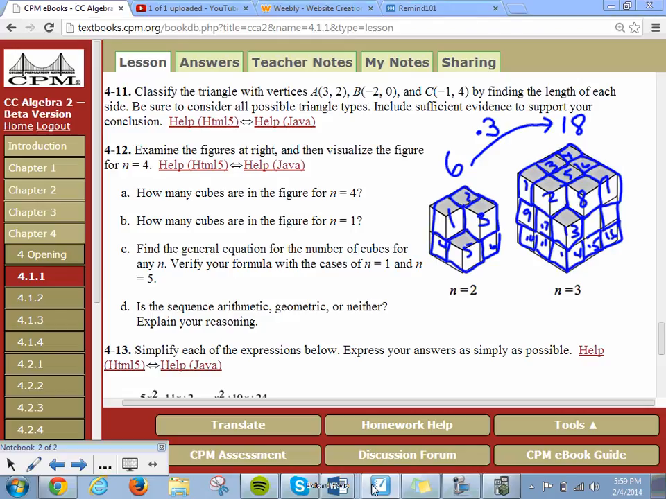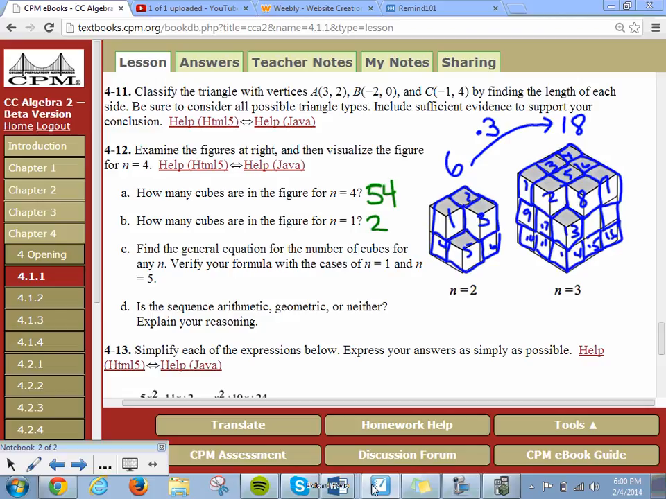And so the fourth figure, I'm going to take 18 and multiply by 3, which is then 18 times 3 in my calculator is 54. So in A, my guess is that the fourth figure is going to have 54, and then I'm going to work backwards too. If I've got 6 in the second figure, I'm going to take my 6, divide it by 3, and so I think my first figure has 2 cubes.